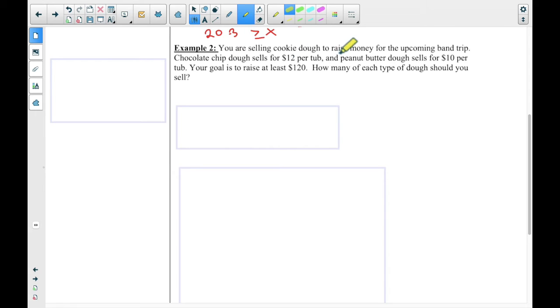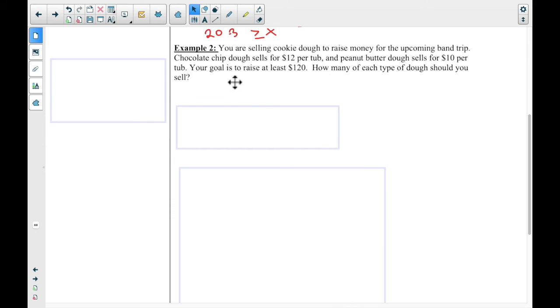You are selling cookie dough to raise money for the upcoming band trip. Chocolate chip cookie dough sells for $12 per tub. Peanut butter dough sells for $10 per tub. Your goal is to raise at least $120. How many of each type of dough should you sell?